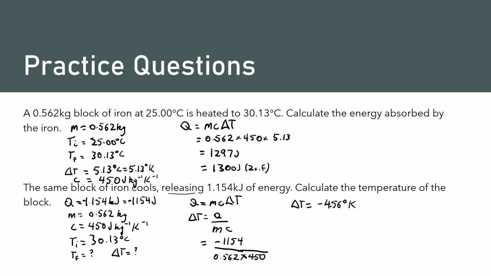So from this data here, what we can see is that the block of iron will cool, reduce its temperature by 4.56 degrees Kelvin. We know that in the first step, when it finished heating, its temperature was 30.13 degrees Celsius. That's the initial temperature. I now have all the data that I need to be able to calculate the final temperature.